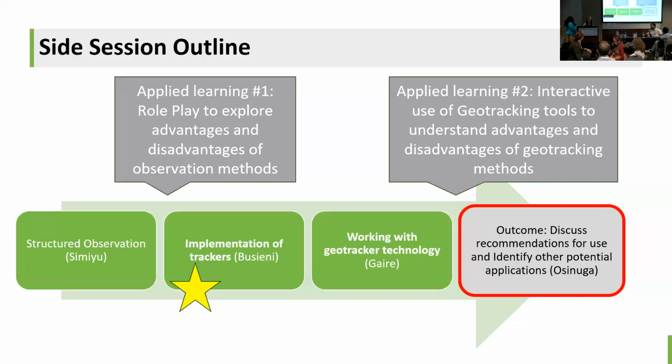So Phyllis is our project manager, and she is the one who really helped us take this concept of geo-tracking and figure out how to implement it in our study population in Kenya.